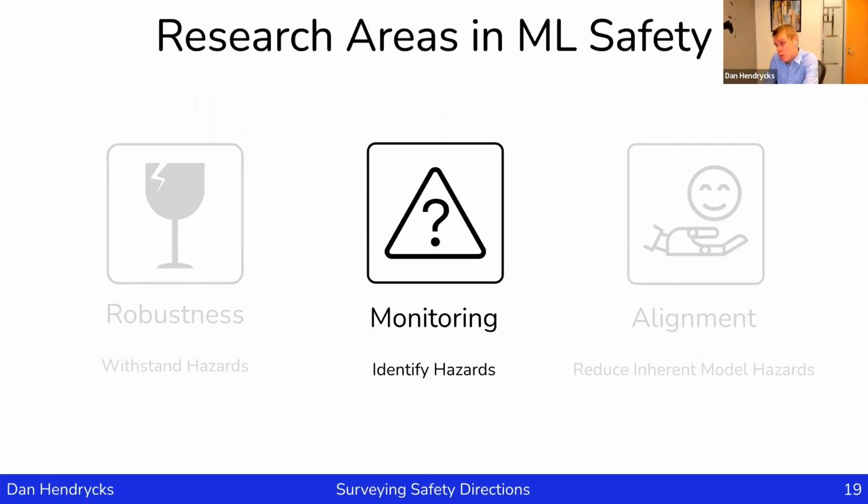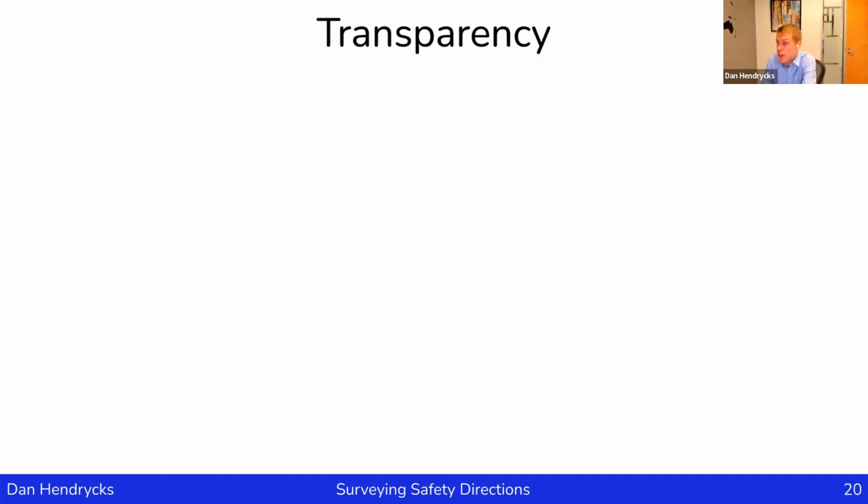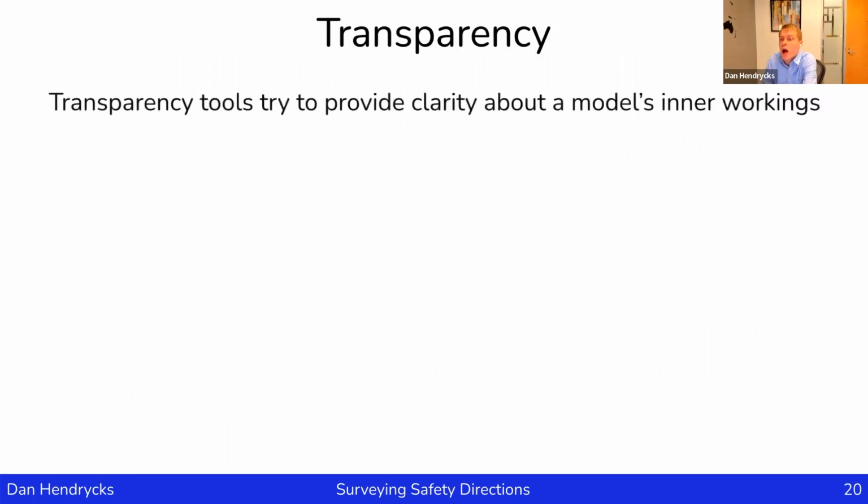Moving on to monitoring, which is about reducing exposure to hazards and identifying hazards, we'll speak about transparency first. I'll be brief with this, but there are many ways that people are approaching transparency. Generally, transparency tools try to provide clarity about a model's inner workings. They'll sometimes try and even find and identify mechanisms that explain why a model made the decision that it did.